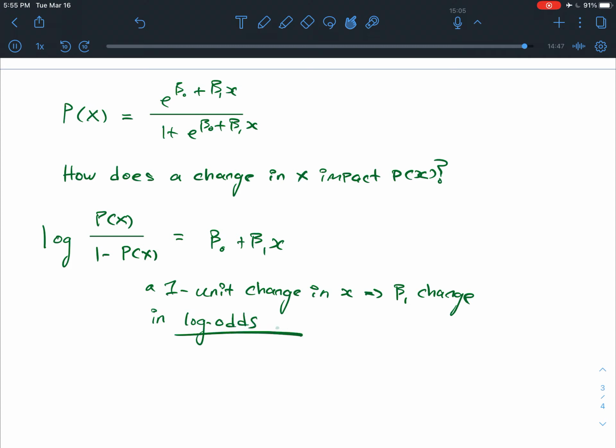It's not as clean as linear regression, but we could still talk about changes in x in terms of the change in the log odds. And this is still kind of an intuitive quantity. It's just maybe not as nice as linear regression.